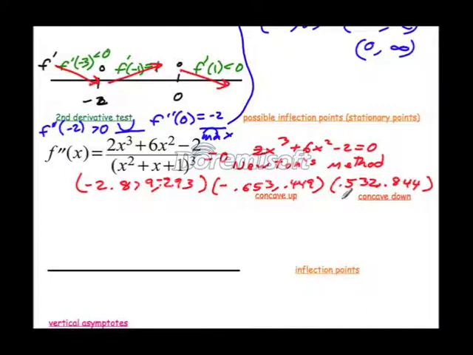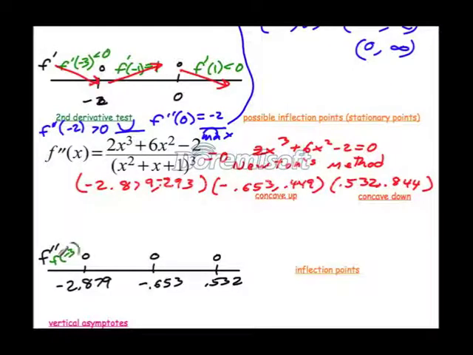Now to find out, are these actually inflection points? When is it concave up? When is it concave down? Again, we set up this number line with these 3 values here, the -2.879, the -0.653, and the 0.532. Kind of yucky. So we knew the second derivative was 0 in all 3 cases, and now it's a matter of evaluating the second derivative around this here.